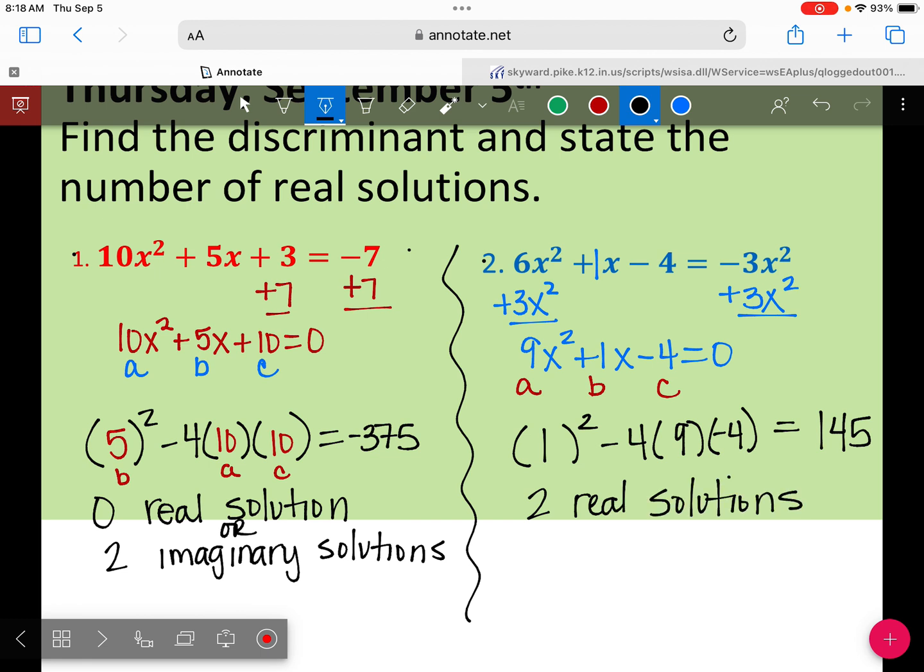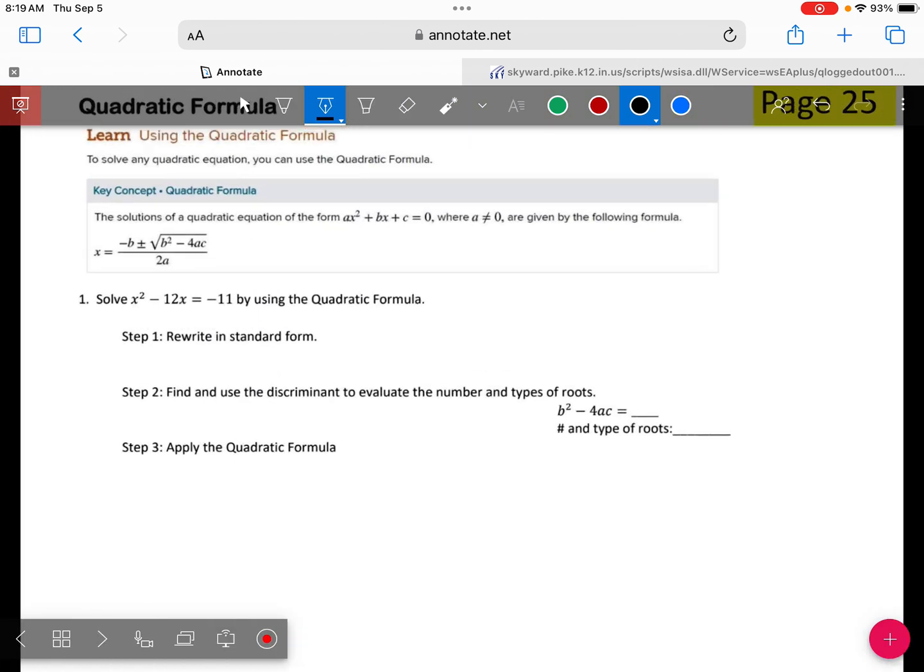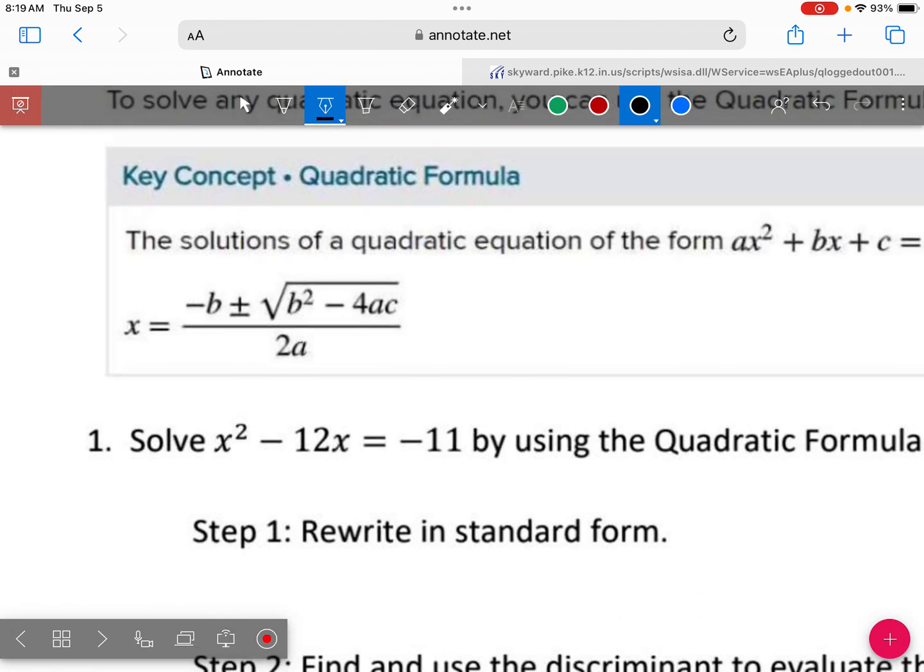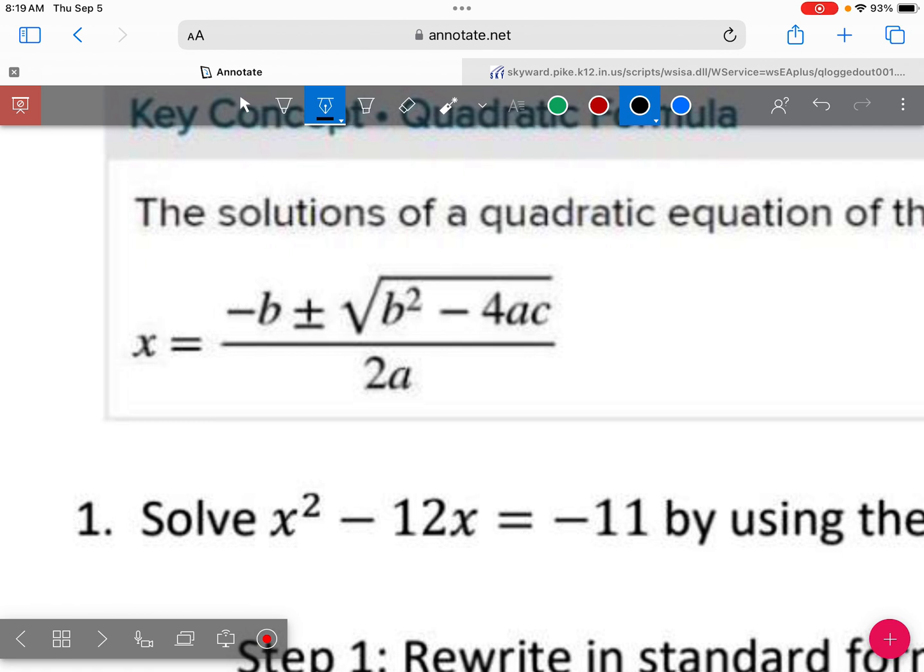Okay, so today we're going to do the whole quadratic formula. Go ahead and turn to page 25, thank you. So up until now, we've only done a piece of the formula. Now we're going to do the whole quadratic formula. So page 25, this is the entire quadratic formula. You don't need to memorize it. This is the piece that we've been doing up until this point. We've only done the part underneath the square root.